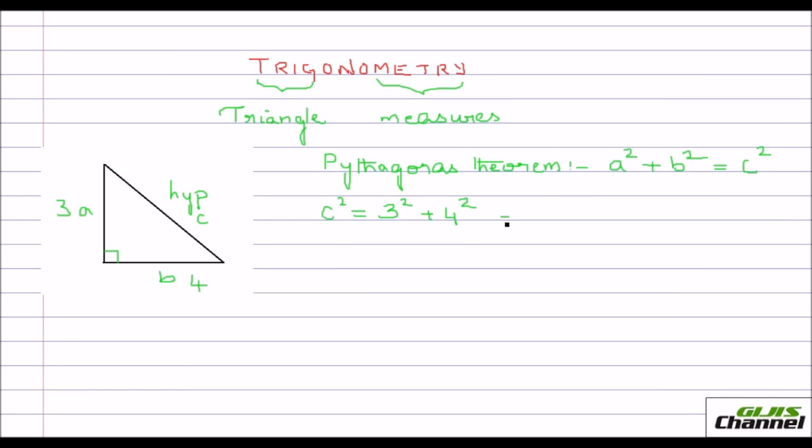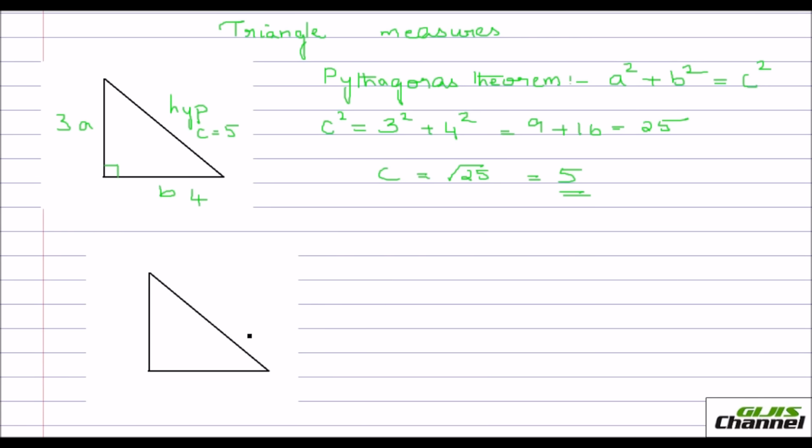So when you expand this, it becomes 9 plus 16, and that gives you 25. Now C square is 25. What will your C be? Your C will be the square root of 25, which is nothing but 5. So likewise, if you know any two sides, it is very easy for us to find out the third side. Okay, the third side is 5 here.